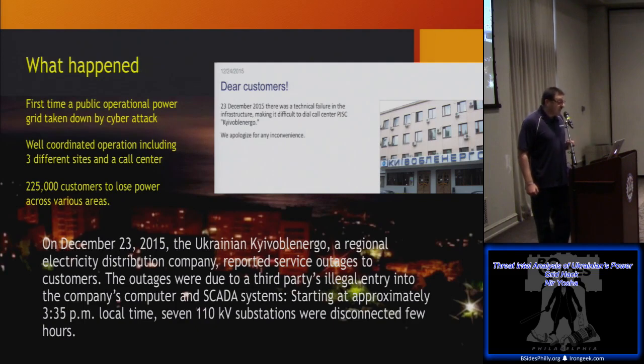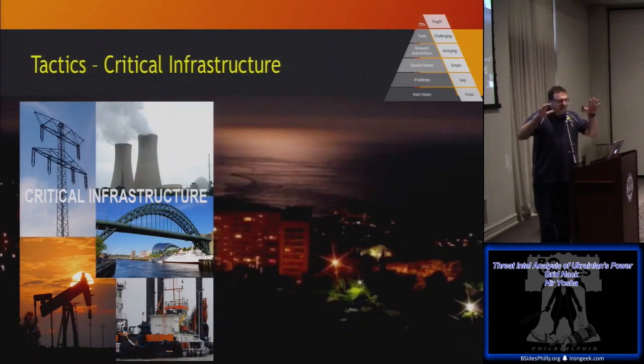The incident happened in Ukraine. It was a power grid, and the incident happened on December 23rd, 2015. You can see here a brief description, but there are three main points that I want to clarify. This is the first time in history that someone brings down a power grid. It's the first cyber attack that creates a power outage and takes power away from citizens. It's very coordinated. This specific operation was three different sites going down simultaneously, in addition to a power grid call center that was attacked as well. And lastly, the impact: 225,000 people lost their power.